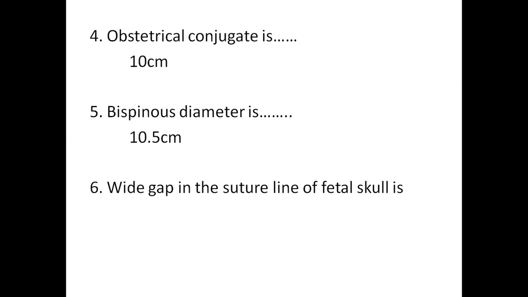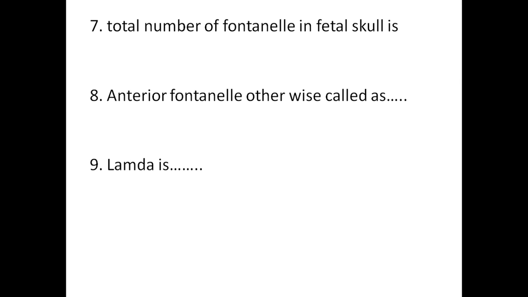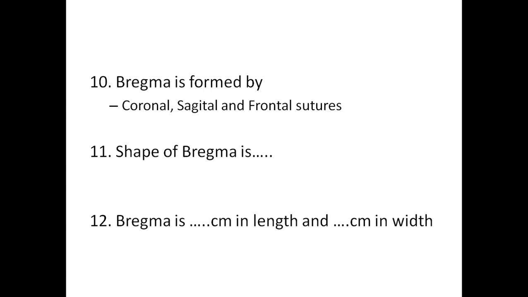The wide gap in the suture line of the fetal skull is known as fontanelle. The total number of fontanelles in the fetal skull is 6. The anterior fontanelle is otherwise called bregma. Lambda is the posterior fontanelle. Bregma is formed by three sutures: coronal, sagittal and frontal sutures. The shape of bregma is diamond.